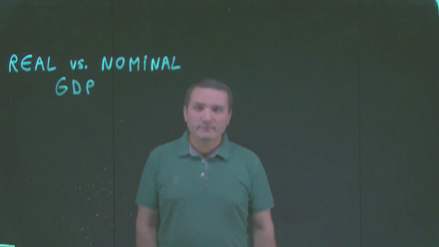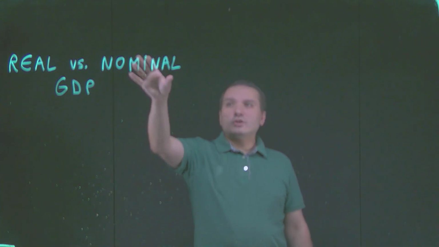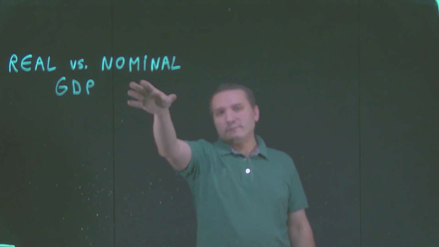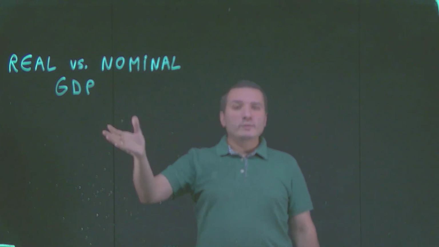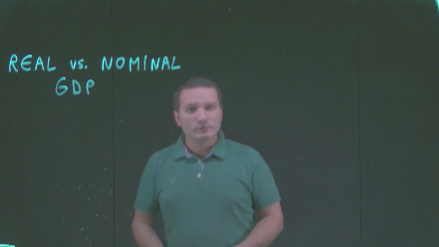So what happens in practical terms is that we will measure nominal GDP first for the economy, and then we will apply a formula to wipe away the effects of inflation so that we are left with real GDP.